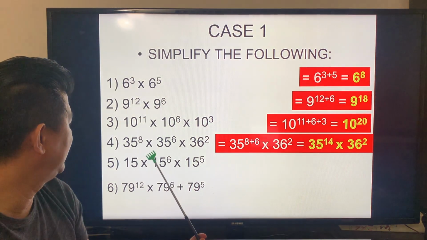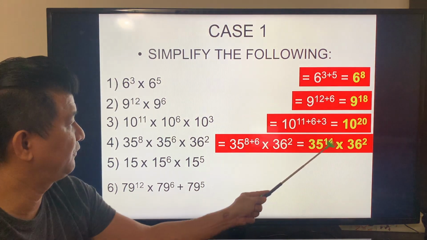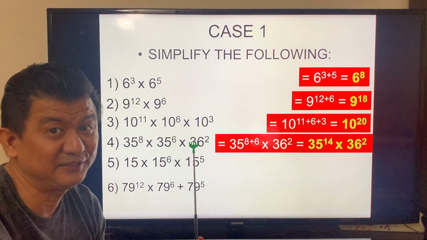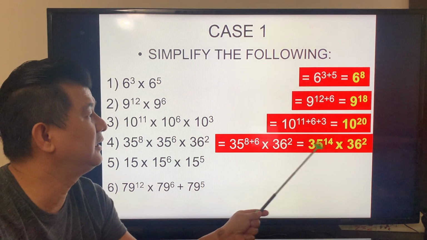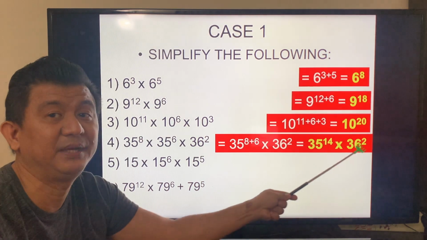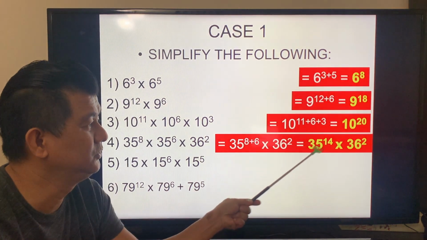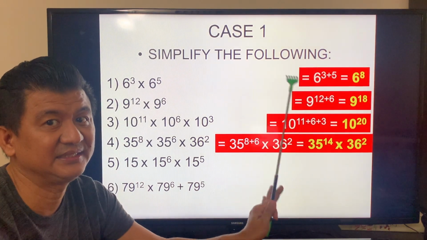Why? Because you can only add the 35 base. So 35 to the 14th power, but 36 has a different base. Probably you didn't see that. Okay, so I cannot combine different bases, so I just leave them as it is. Bases cannot be combined. Leave it as it is.